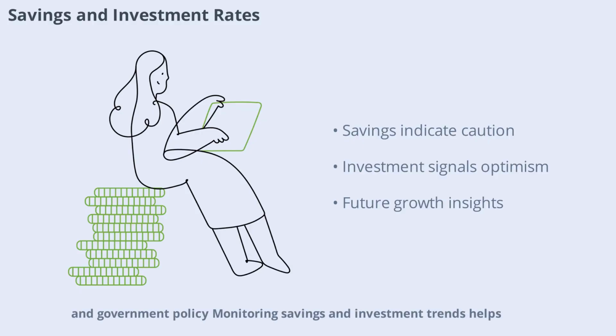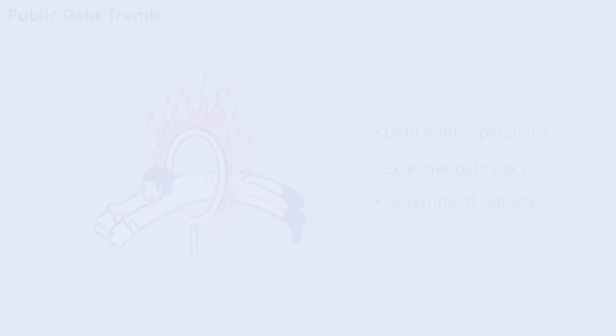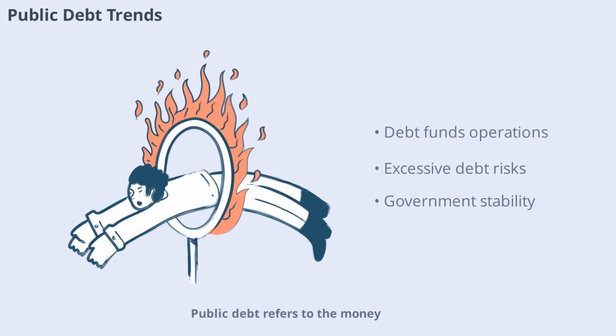Monitoring savings and investment trends helps us understand economic confidence and future growth. Public debt refers to the money governments borrow to fund operations and projects. Rising debt can signal investment in growth, but excessive debt may lead to financial challenges. Understanding public debt trends helps us assess government stability and the potential impact on economic performance.